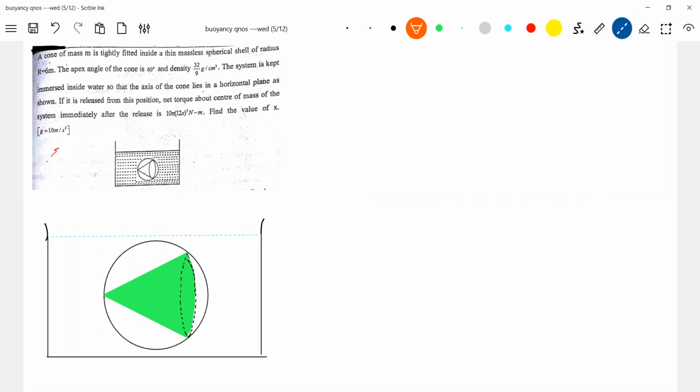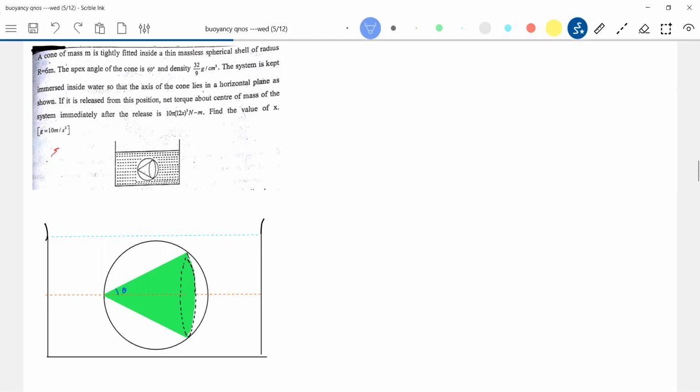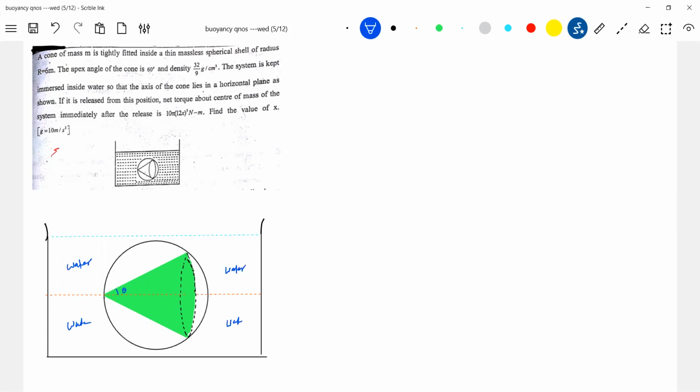Just now I told you, you are going to come across different types of structures here. There's a hollow. See that one. It's a shell, a spherical shell. So this is the vacuum. So the cone is only present here. The apex angle of the cone is 60 degrees. So he has given some angle for our help. Apex angle is 60 degrees, so theta will become 30 degrees. And density is given for us. And everything is water. Okay, this is a vacuum.